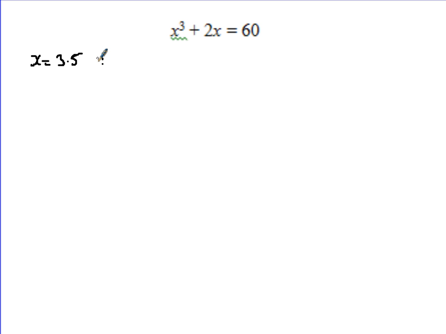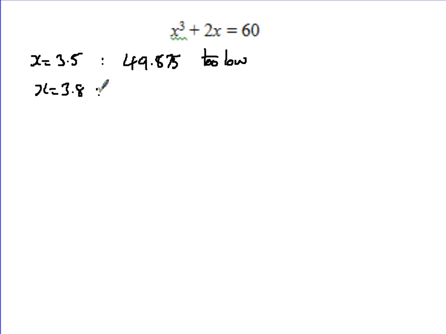In doing so, we put that in the calculator, so it'd be 3.5 cubed, and then add on 2 lots of 3.5. So that will then give us 49.875. Now that then is too low, so we may try x equals 3.8.